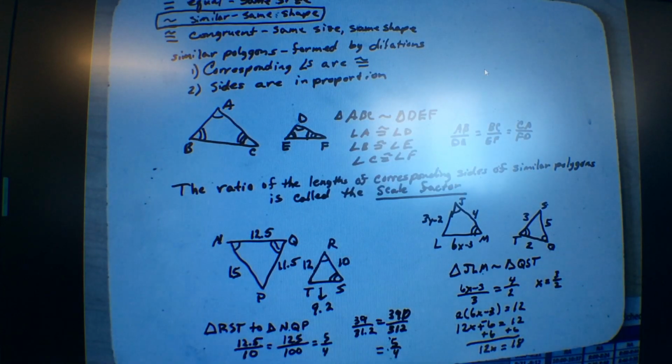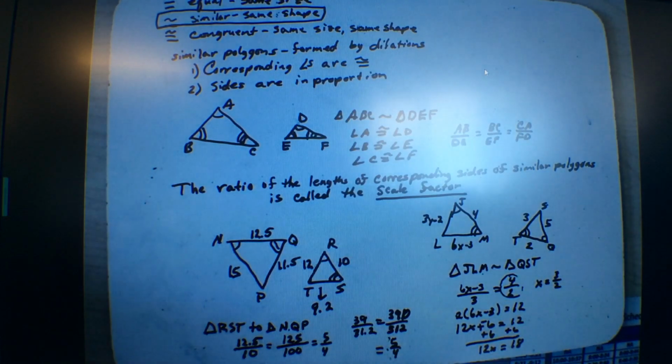Now, I could do the same thing with the y, and I'm not going to show this, but I could take 3y minus 2, which is JL, over QS, which is 5, equals, and this side would be the same because it's the 2 that are known. Okay? Does that make sense to you?